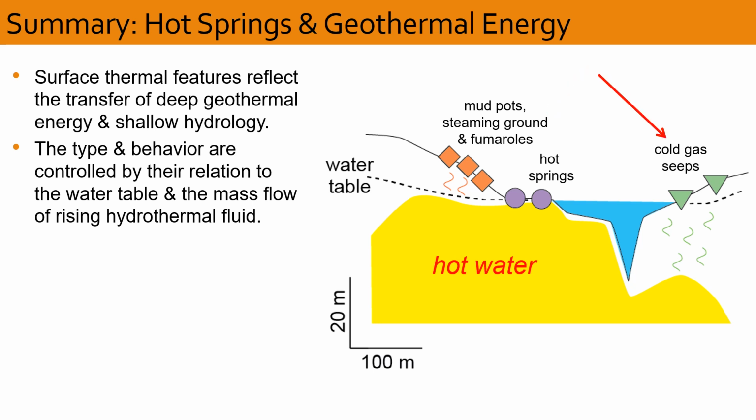Cold gas seeps also occur above the water table. They discharge primarily carbon dioxide, which is invisible, and form patches that are barren of vegetation that have sporadic deposits of native sulfur and that are characterized by bubbling pools and or bleached ground.